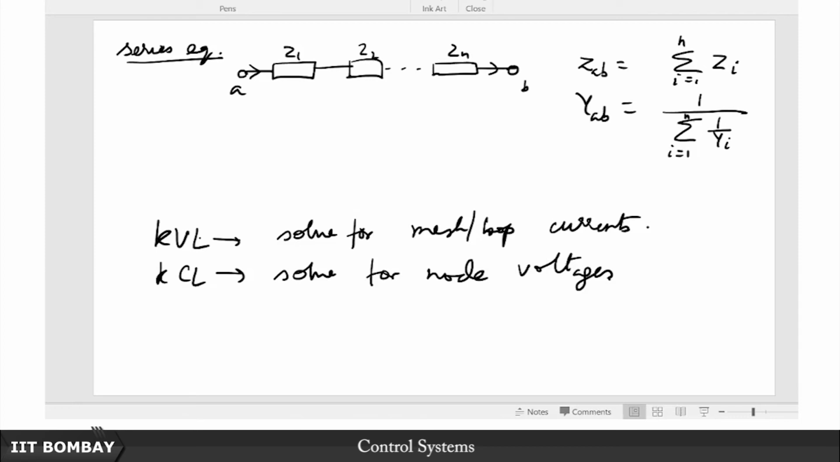After solving for the KVL equations, you probably have to multiply those currents with some impedances in order to get suitable voltage terms, right. Similarly, if you want to find the currents using KCL, then after solving for the node voltages, you have to divide them by suitable impedances or multiply by suitable admittances in order to get those currents. Okay, so KCL is applied when you want to determine node voltages, KVL is applied when you want to determine the mesh or loop currents.